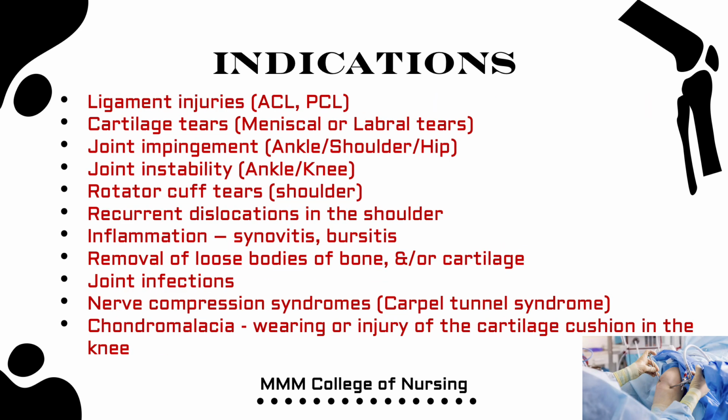Indications for the arthroscopy procedure are ligament injuries, that is, anterior cruciate ligament or posterior cruciate ligament. Cartilage tears can be meniscal or labral tears. Joint impingement, common in the ankle, shoulder, or hip. Joint instability, common in the ankle or knee. Rotator cuff tears, common in the shoulder. Recurrent dislocations in the shoulder. Inflammation such as synovitis and bursitis.